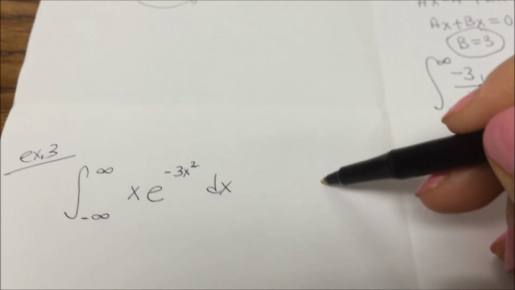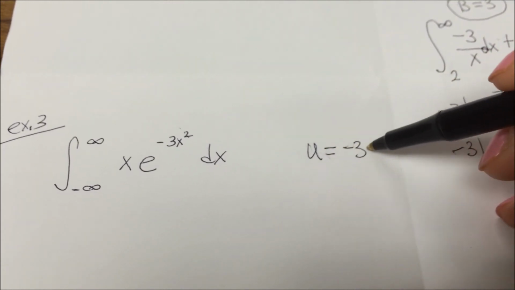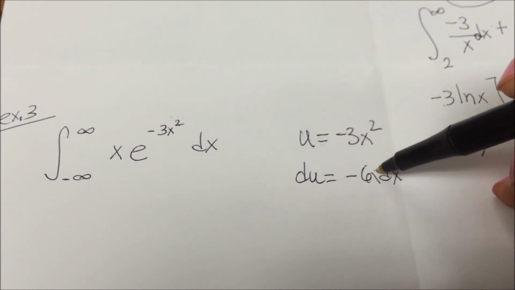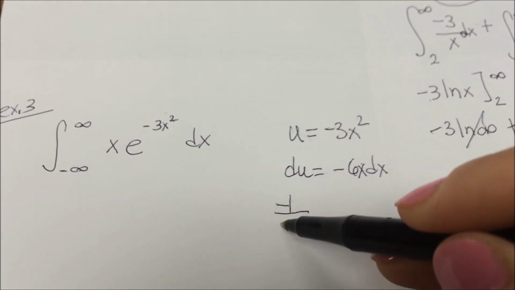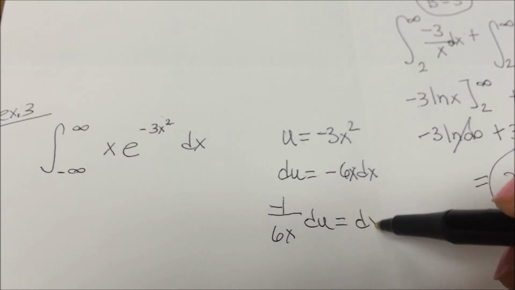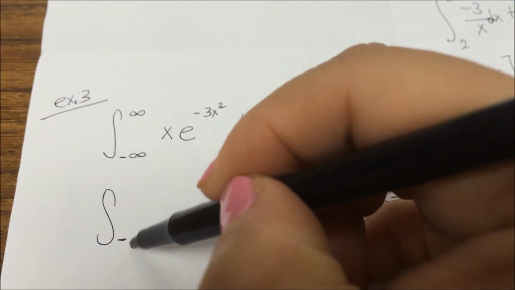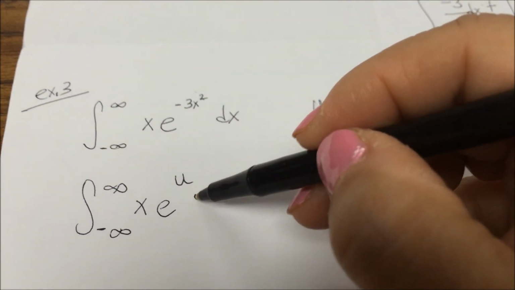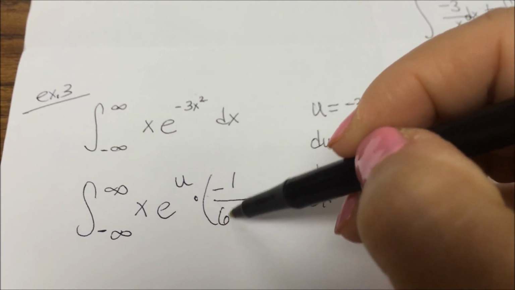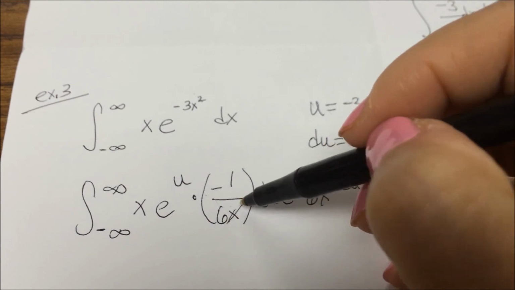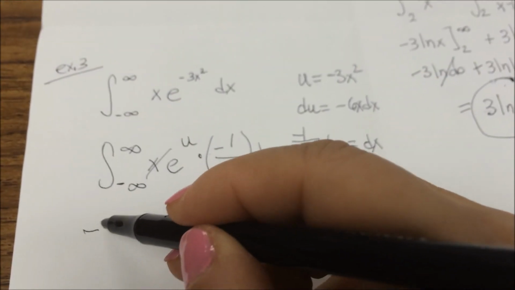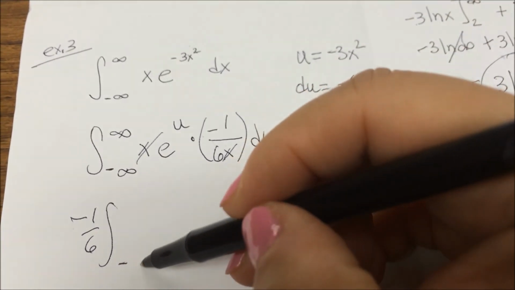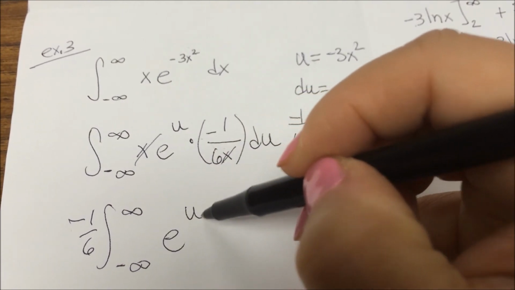So let's do a little u sub on the side then. So u is equal to negative 3x squared. du is equal to negative 6x dx. So then 1 over negative 6x du is equal to dx. So we have then the integration from negative infinity to positive infinity of x e^u times the negative 1 over 6x du. So then the x's will cancel each other out. Beautiful. So we'll just pull the negative 1/6 in front of the integration symbol right there. And then from there we're going to continue on from negative infinity to positive infinity e^u, right, du.